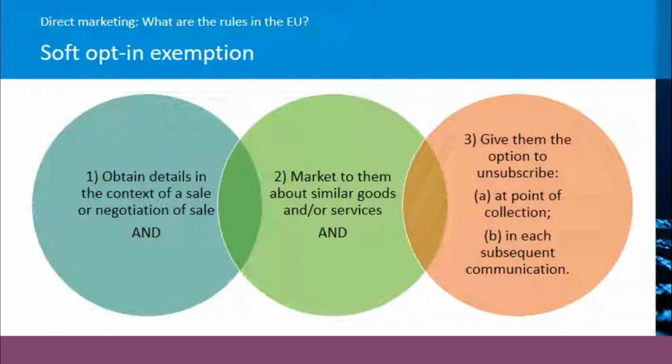The concept of the sale or negotiations has been interpreted more broadly in some EU member states than in others. Some countries will require an actual sale to take place for this exemption to apply, whereas others, including the UK, interpret negotiations for sale more liberally. For example, assuming that this will be satisfied if an individual adds goods to their basket or asks the organisation for more details about a particular product or service. This is because those actions involve the consumer actively expressing an interest in buying the organisation's products or services.